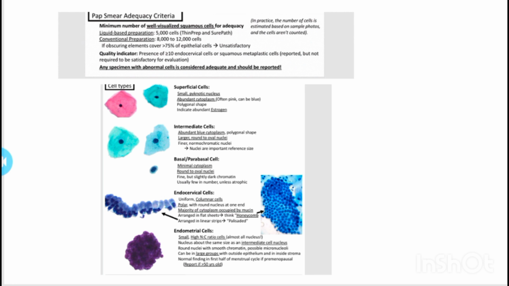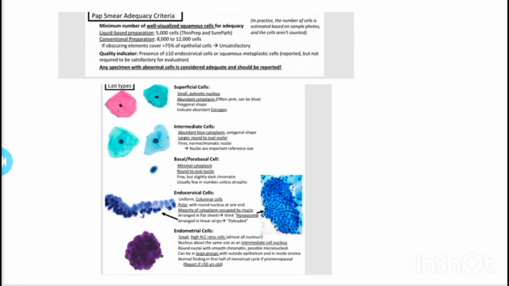There might be some secretions coming out of the vagina, so some mucus material may be there. These are all the obscuring material present in the slide. So if that obscuring material is obscuring more than 75% of the field, then that particular slide is unsatisfactory. You cannot report on such slides. Okay, so that becomes unsatisfactory. So if that obscuring material is more than 75%, then again you have to repeat the pap smear.